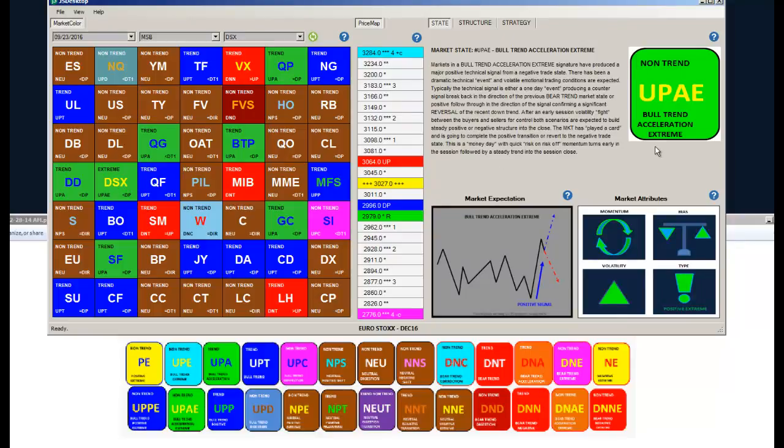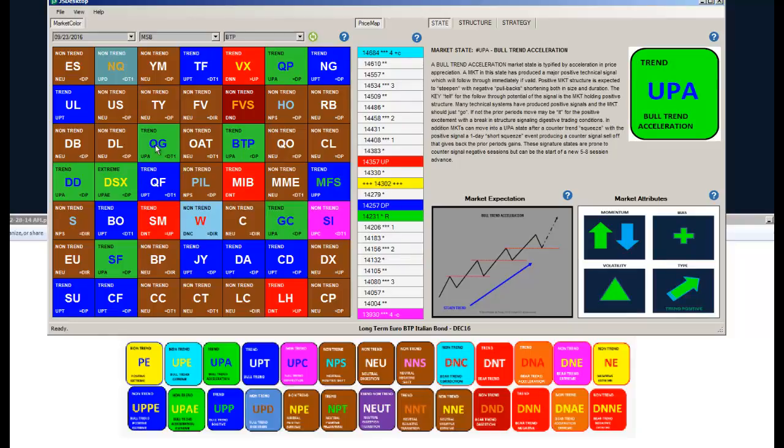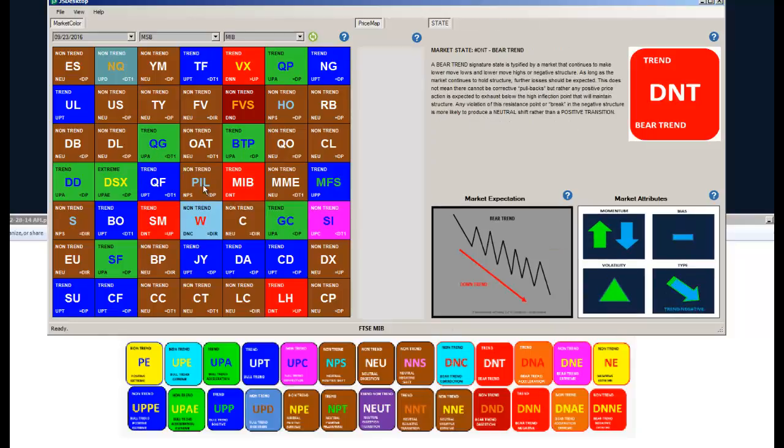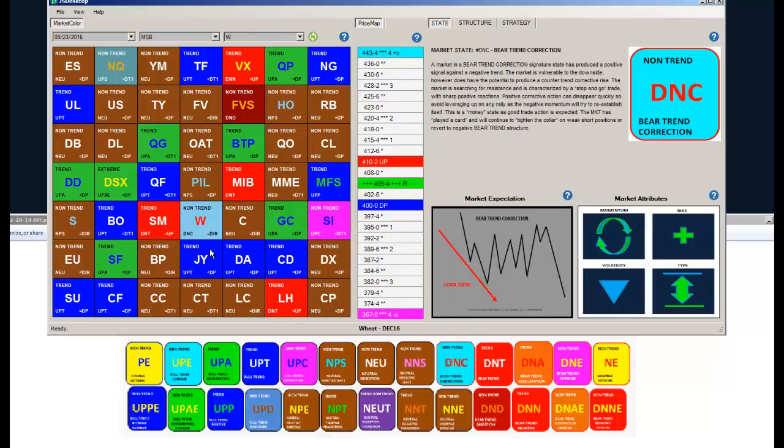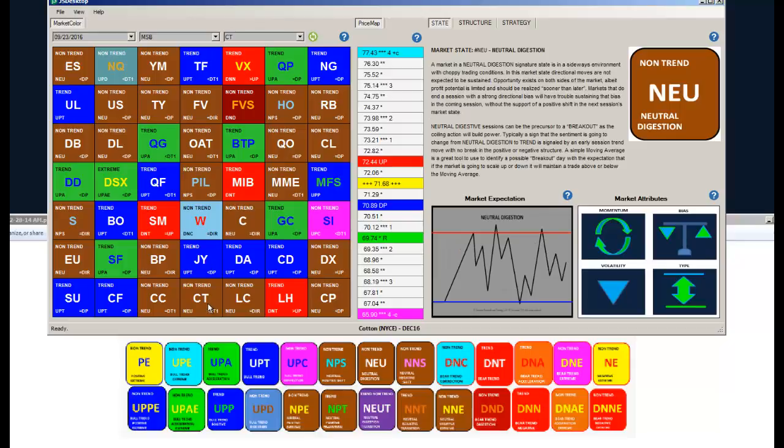So if you like extreme deviation type states, accelerated market trend states, regular trend states, more shifts, corrective states, more sideways neutral digestive states. The market color grid allows you to identify market states that you're more comfortable trading and branch out to different markets, or if you are focused on only a few markets, it allows you to quickly see if that market's in a state that complements the way you like to trade.